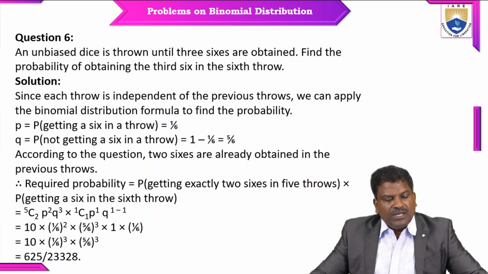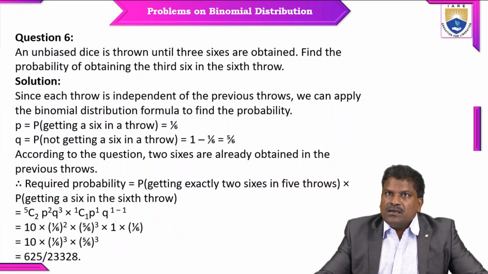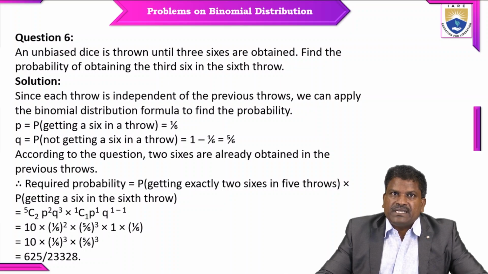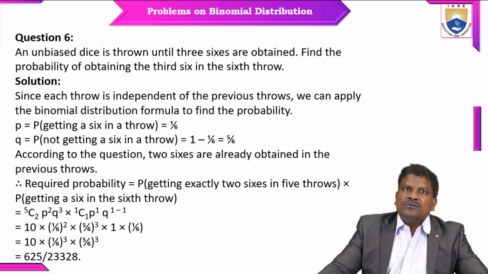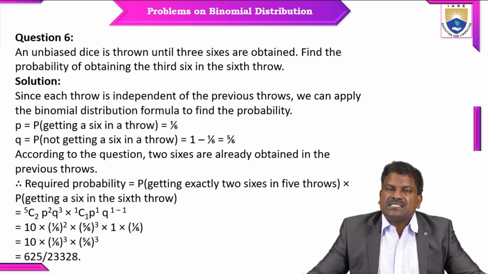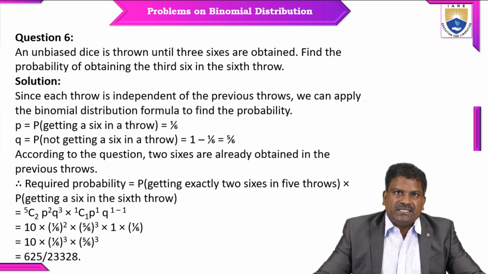So here let us analyze the data. Since each throw is independent of the previous throws, we can apply the binomial distribution formula to find the probability. Here what is success probability P? P of getting a 6 in a throw, it is 1 by 6 we know. So what is Q? P of not getting a 6 in a throw. It is 1 minus P, means 1 minus 1 by 6, it is 5 by 6.